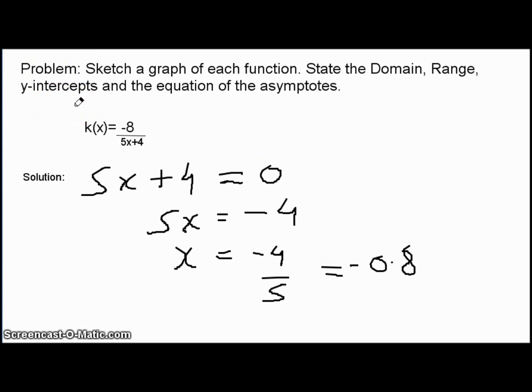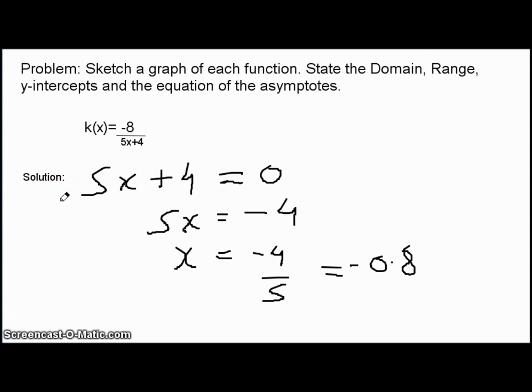So we are gonna look at this problem. It says sketch a graph of each function, state its domain, range, y-intercepts, and the equation of the asymptote. So here's our equation: k of x is equal to -8 over 5x plus 4.